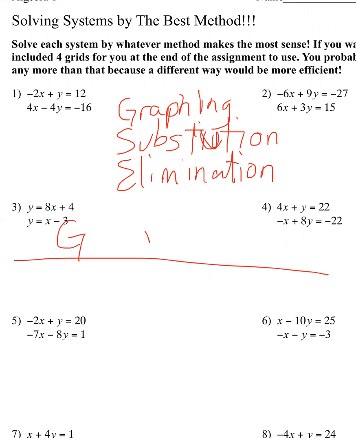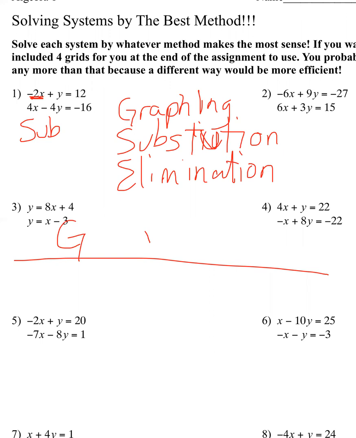Oh, hang on, my screen just went crazy. There we go. So none of them have a variable all by themselves already. So I might think, would it be really easy to get one of the variables all by itself? And the answer is yes. If I take a look at just number one, if I just add 2x to the other side, I'll have y by itself. And then I can solve by substitution because I'll have the variable isolated. So I don't think substitution is a bad idea for that one.